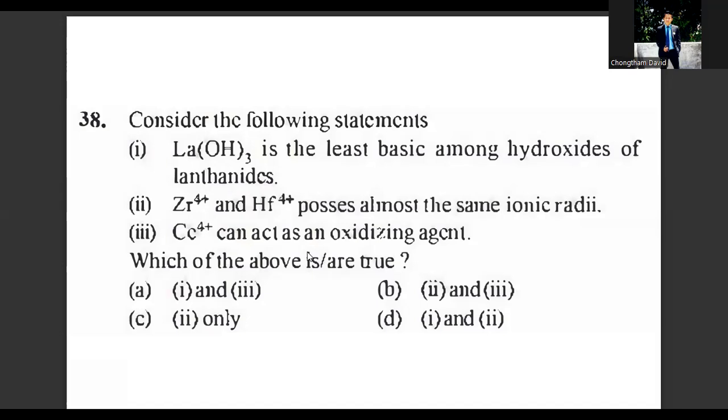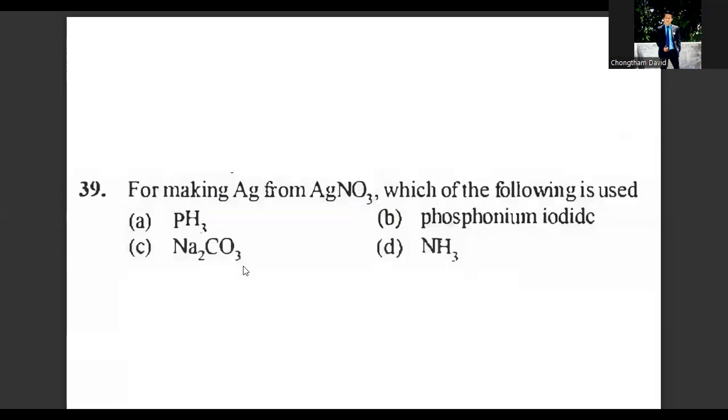As a result of lanthanide contraction, zirconium and hafnium possess almost the same ionic radii. Cerium is an oxidizing agent. Cerium 4+ gains electrons to acquire the more stable cerium 3+. So lanthanum hydroxide should be the most basic among the lanthanide hydroxides. Comparing this, you can get 2 and 3. This would be the answer to question number 38. These are the statements which are true: zirconium and hafnium possess almost the same ionic radii, and cerium can act as an oxidizing agent.